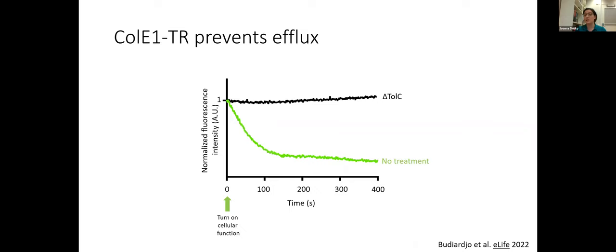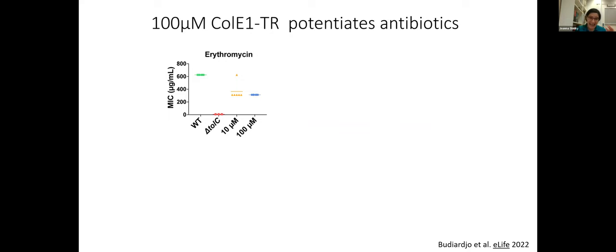and so it stays constant and can't push out that fluorophore. What happens when you've got about 10 micromolar colicin E1 TR? Well, you get sort of transient stopping of the efflux, but if you add 100 micromolar, which yes, is a lot, then you can really totally abrogate efflux. And so then the question finally is, well, does it actually potentiate antibiotics? And I think yes, at least with high amounts of colicin E1 TR.